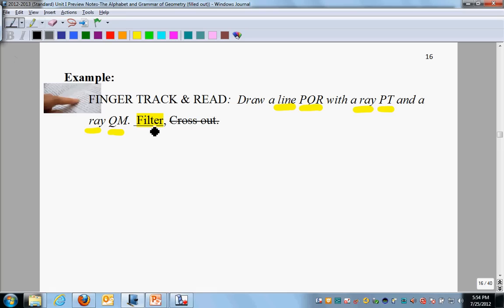So we're done with the filtering step. I like to cross that out. Now, as we account for each component, we're going to cross it out. Let me show you what I mean.